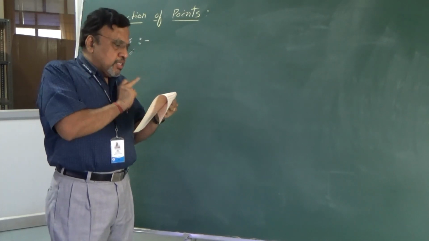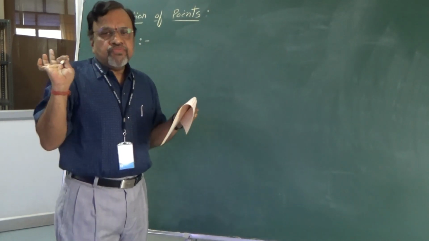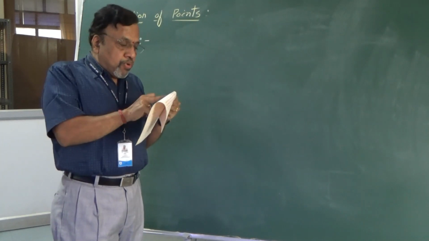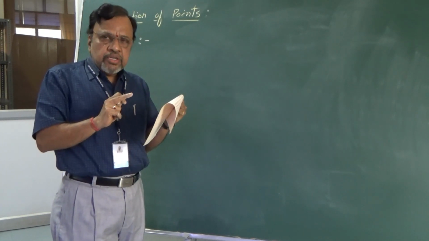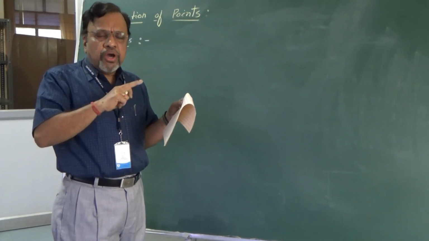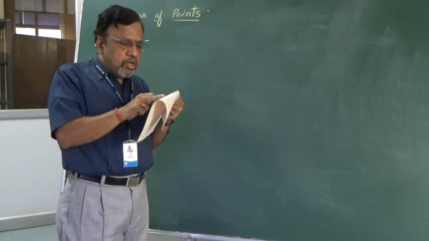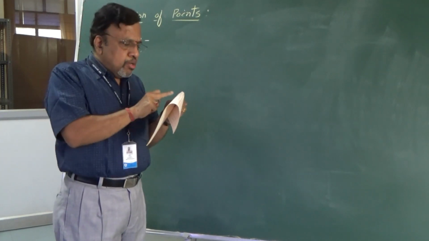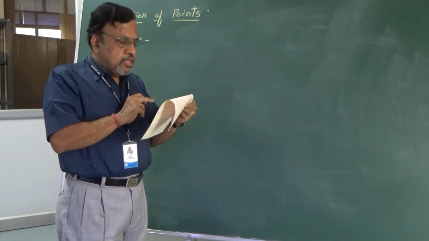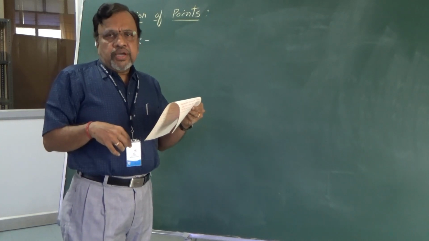Now it is given that 2 points A and B are in HP. What will this particular sentence mean? From this sentence I can say that both A dash and B dash should be on the XY line. That means the front views of both these points A and B are on the XY line. That's what I mean by this particular sentence. Now the point A is 30 mm in front of VP.